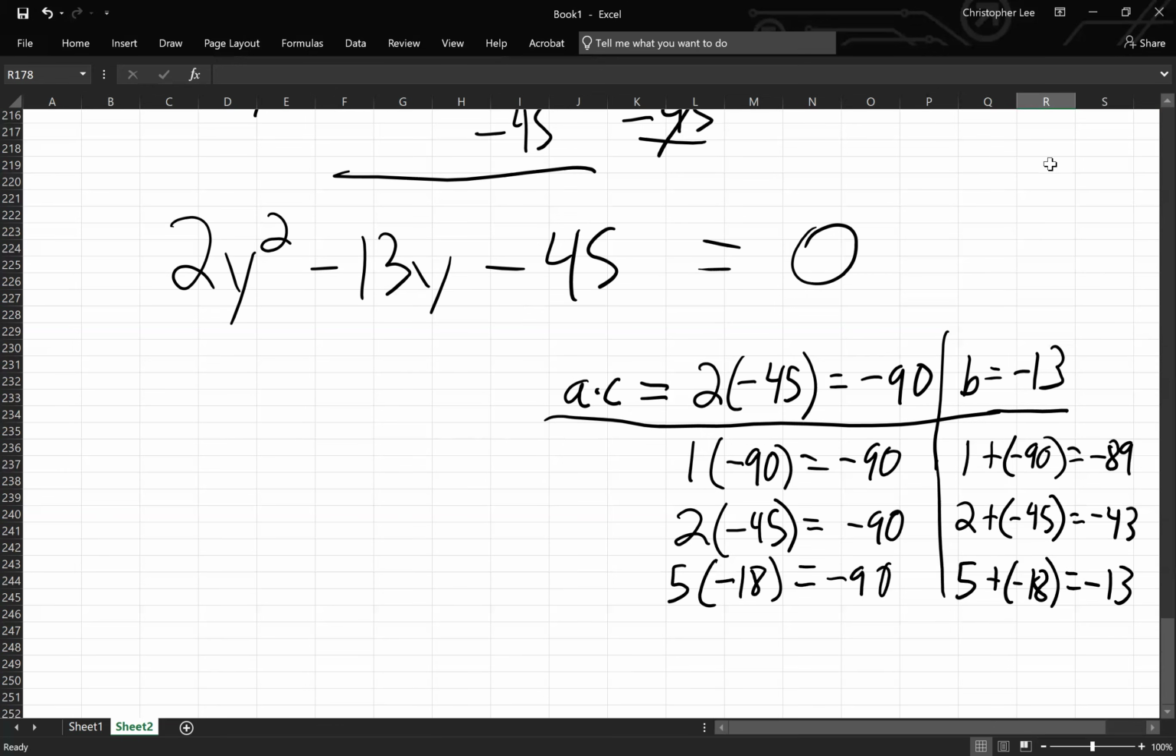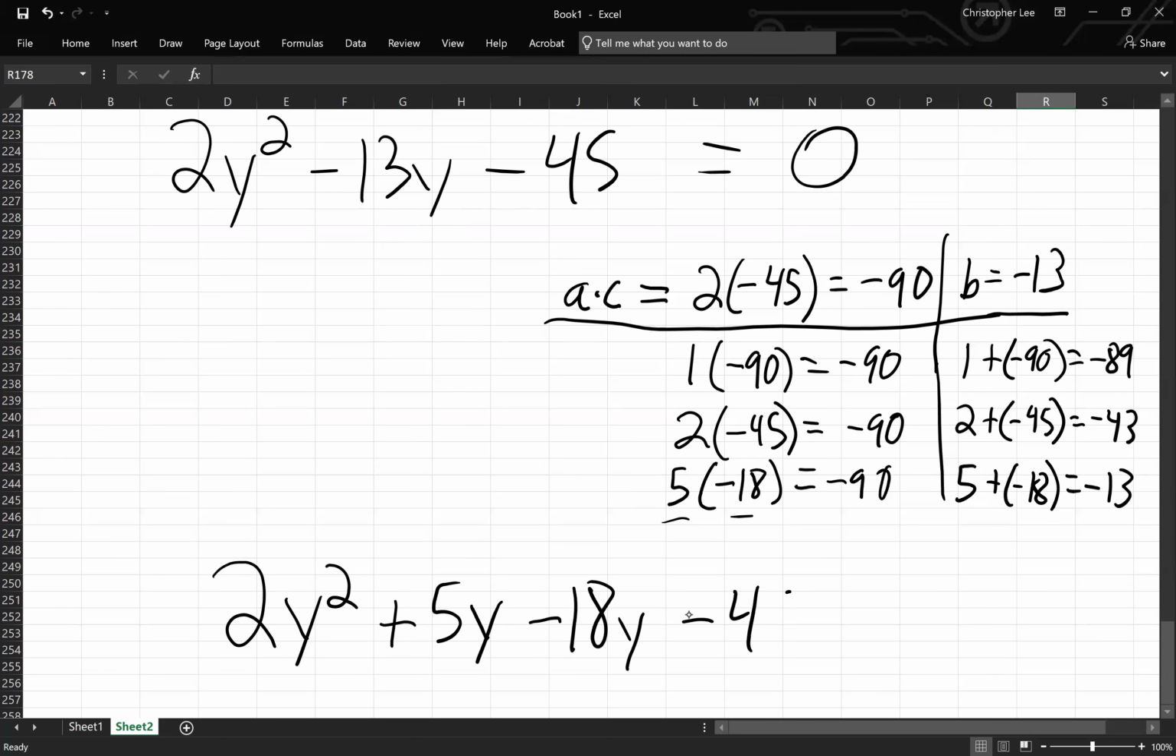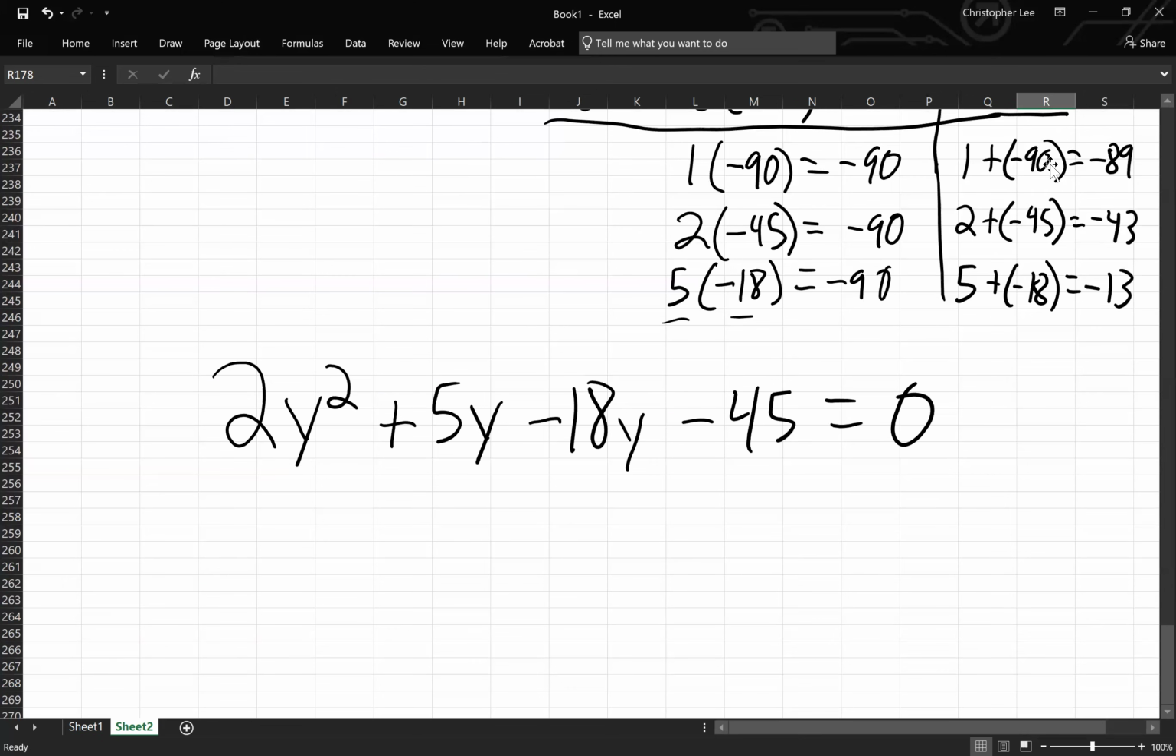So now that I have my two numbers, I replace my B term. I have 2y squared, but instead of writing -13y, I'm going to write plus 5y minus 18y. Those are the two numbers that I found. And of course, minus 45 equals 0. It doesn't matter the order that you write those numbers in, you'll still get the same answer regardless. I literally just wrote 5y minus 18y because that's the order that I heard the numbers in. That's it. Now, what you want to do is split them down the middle.